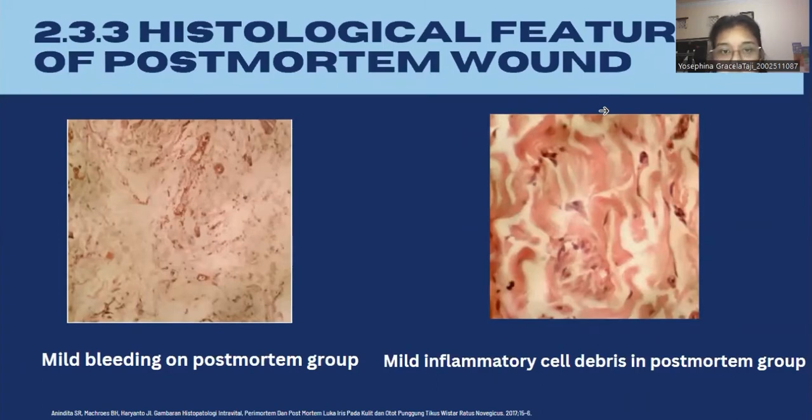I will explain about histological features of postmortem wound. In a study to differentiate antemortem, perimortem, and postmortem wound on fractured rats, hemorrhage was absent in postmortem fracture. Fractures induced 2 hours after death were observed microscopically at 3 days of section and 6 days of section.